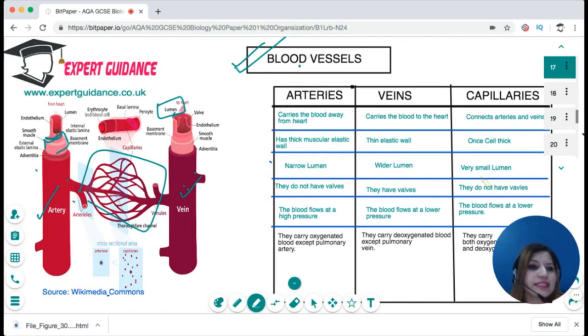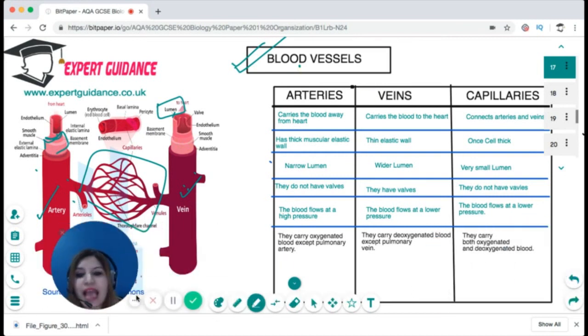So let's tabulate the difference between them and make sure you remember all these differences and are able to write them in the exam. Arteries carry the blood away from the heart. Veins carry the blood to the heart. Capillaries connect arteries and veins. In arteries, blood flows at a high pressure. In veins, it flows at a lower pressure, and capillaries flow at a lower pressure.